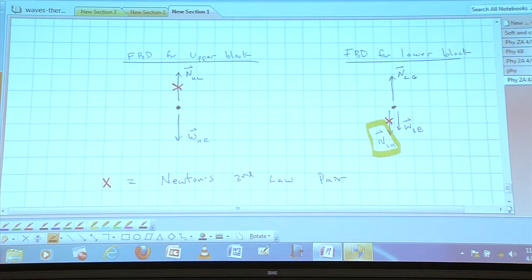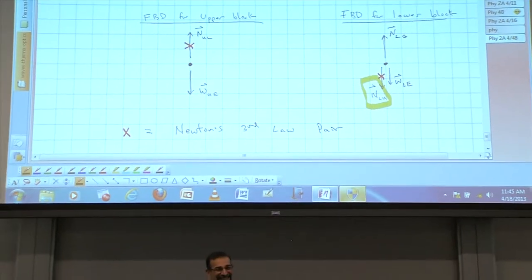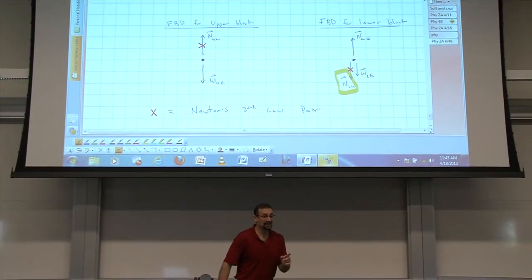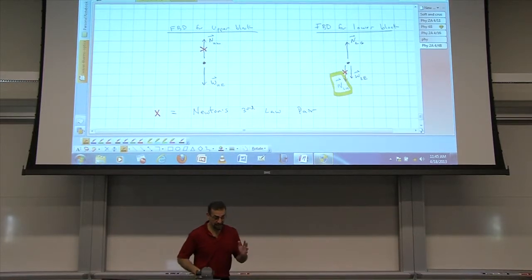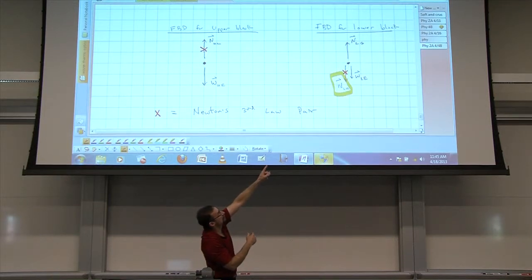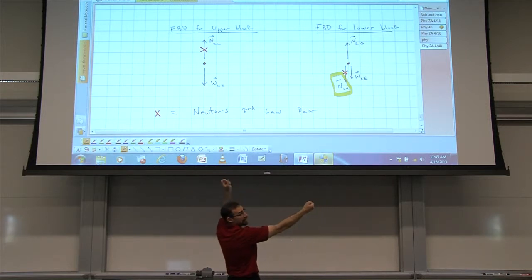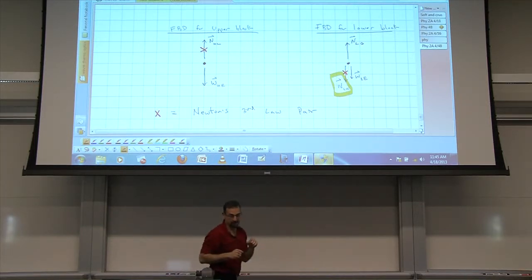Do you ever have a Newton's pair in one free body diagram? The answer is no, and the reason is that a free body diagram has all the forces acting on that object. So that free body diagram is all the forces acting on the lower block. A Newton's pair is a force acting on the lower block due to the upper block, and a force acting on the upper block due to the lower block, right? Those are two different objects the forces are being exerted on, so they would have to be in two different free body diagrams.